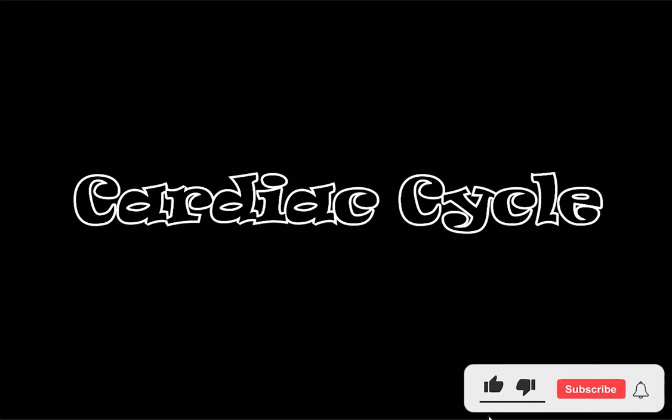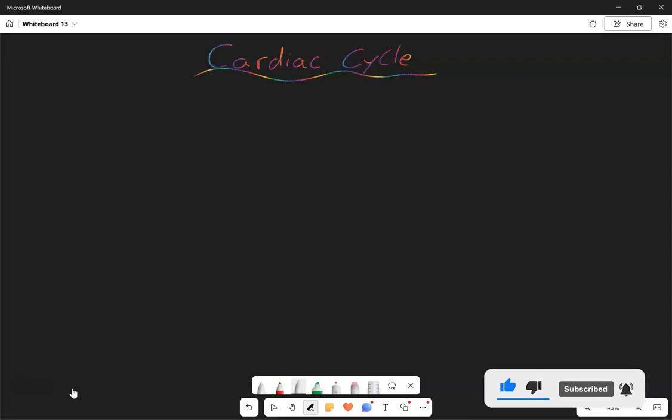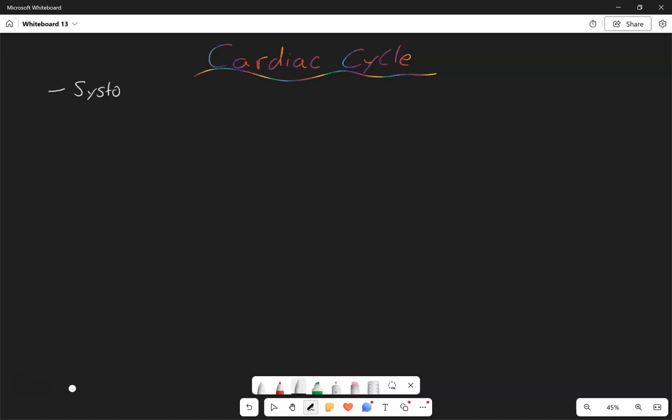The cardiac cycle is essentially all of the events that take place during one heartbeat, during one contraction-relaxation cycle of the heart. When we talk about this, we use specialized terms for contraction and relaxation: systole and diastole. Systole is contraction, whereas diastole is relaxation.